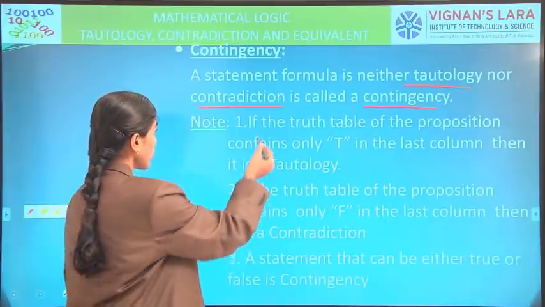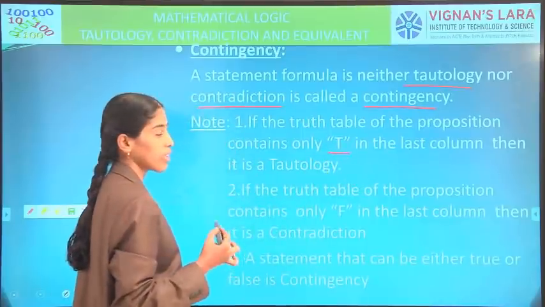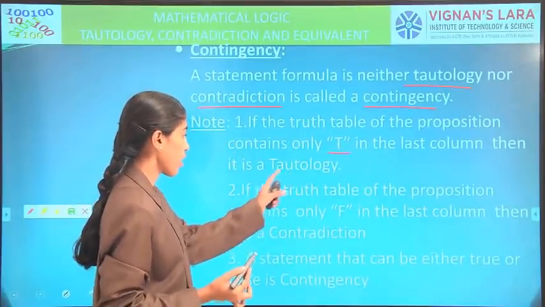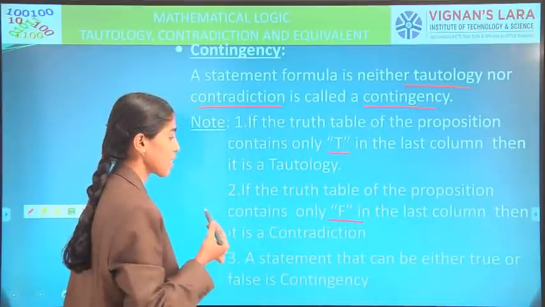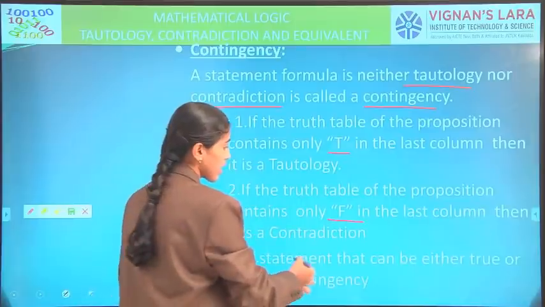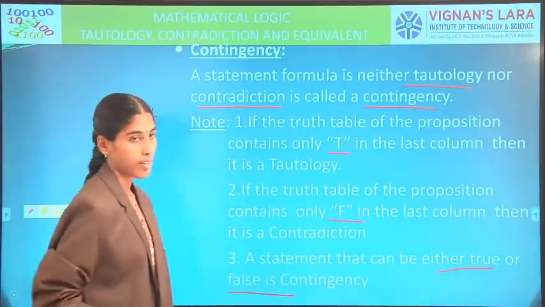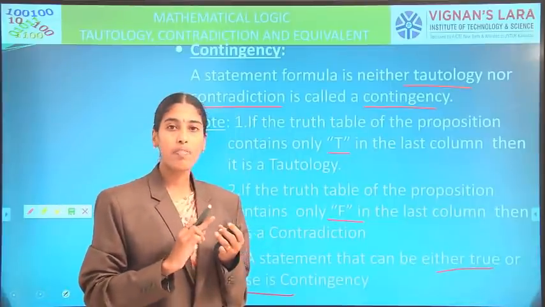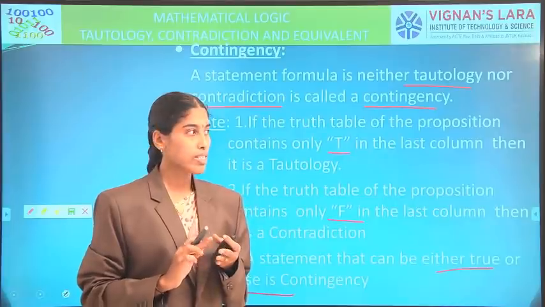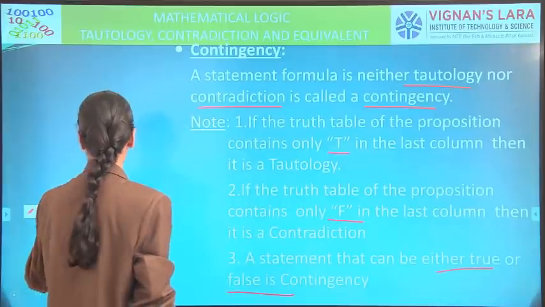Right? So if the truth table of the proposition contains only T in the last column, then we say it is a tautology. If the last column has only F, then it is a contradiction. A statement that can be either true or false is called a contingency. So always true: tautology; always false: contradiction; sometimes true, sometimes false: contingency.